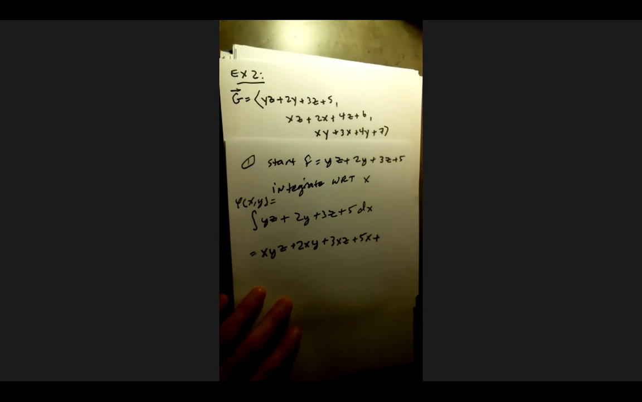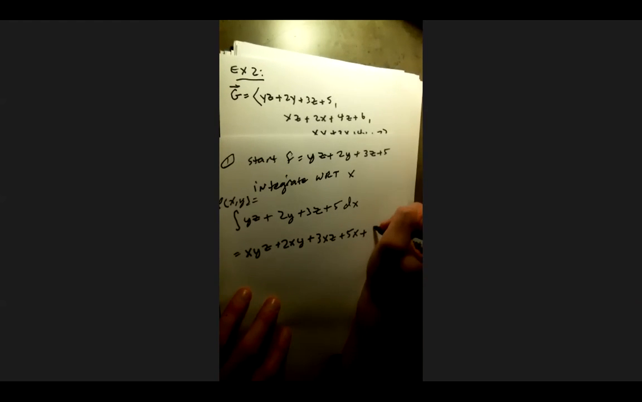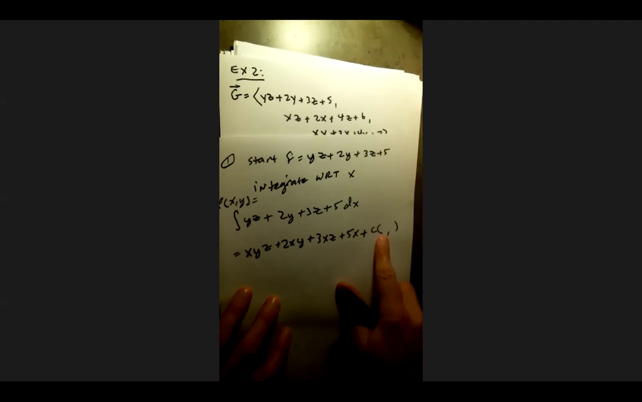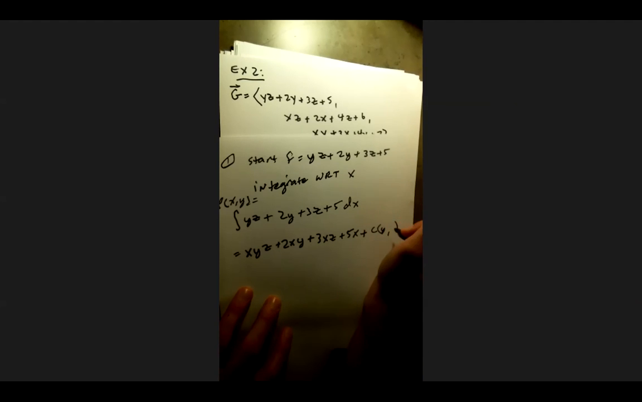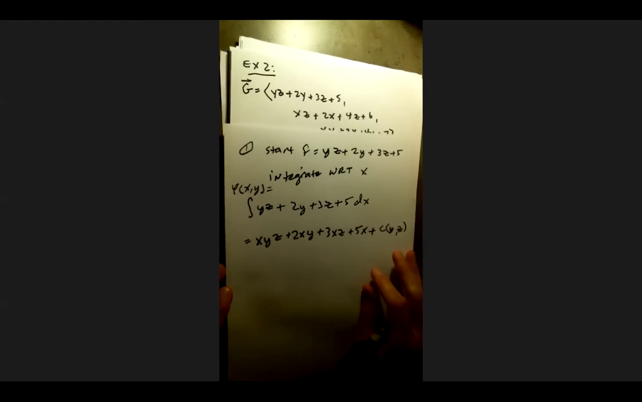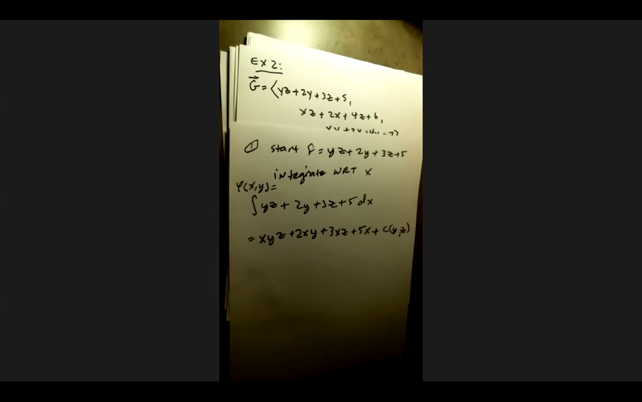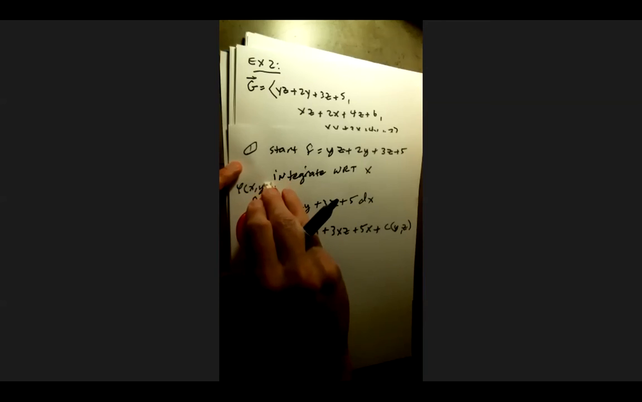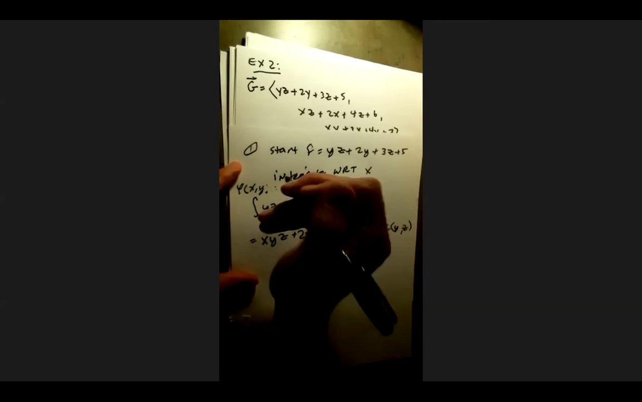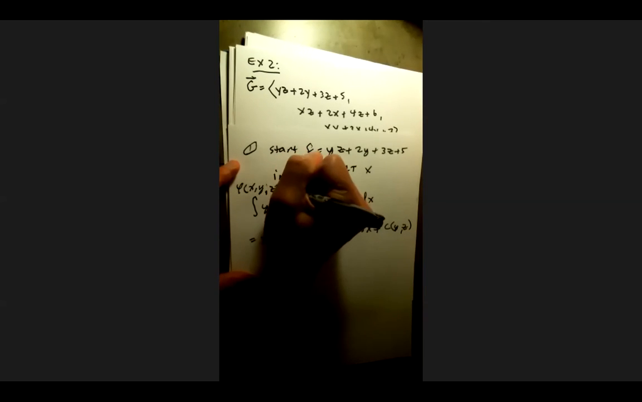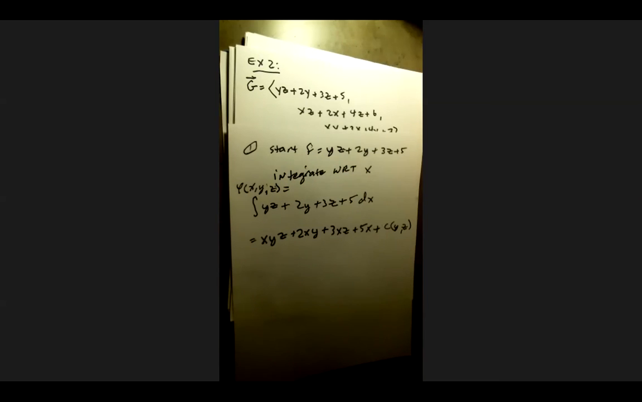plus we need, with respect to x, yeah, we need a constant here, right? And our constant is going to be a constant with respect to x. So which variables go in our C? Y and Z. Shouldn't our phi be a phi of x, y, z? Got it. Good call. Thank you. Appreciate it.